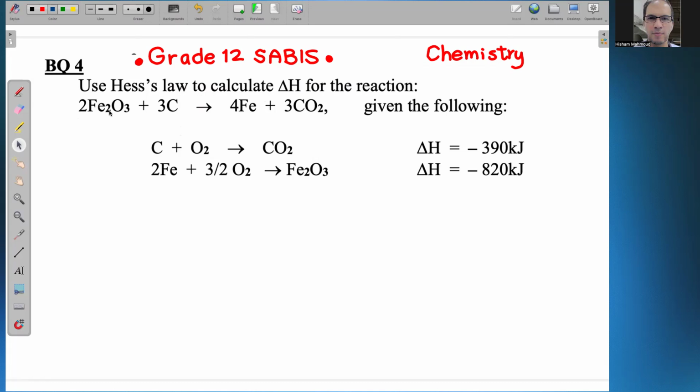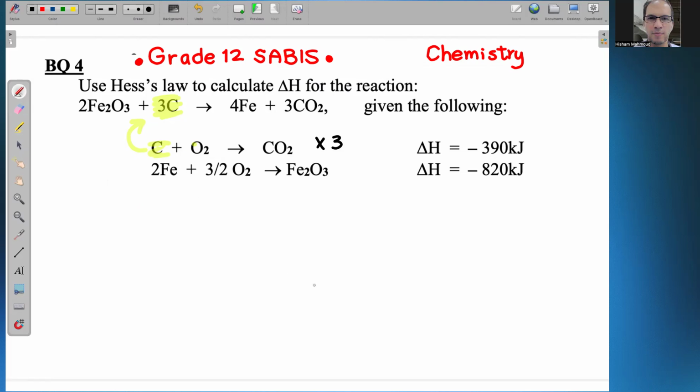So we need to make manipulations in the two equations. The first one, let's have a look. The carbon in the first equation and the carbon in the equation that I want to go to are in the same direction. So I don't need to reverse the reaction. I need only to change one carbon to 3 carbons. So this means that I will multiply this equation by 3.